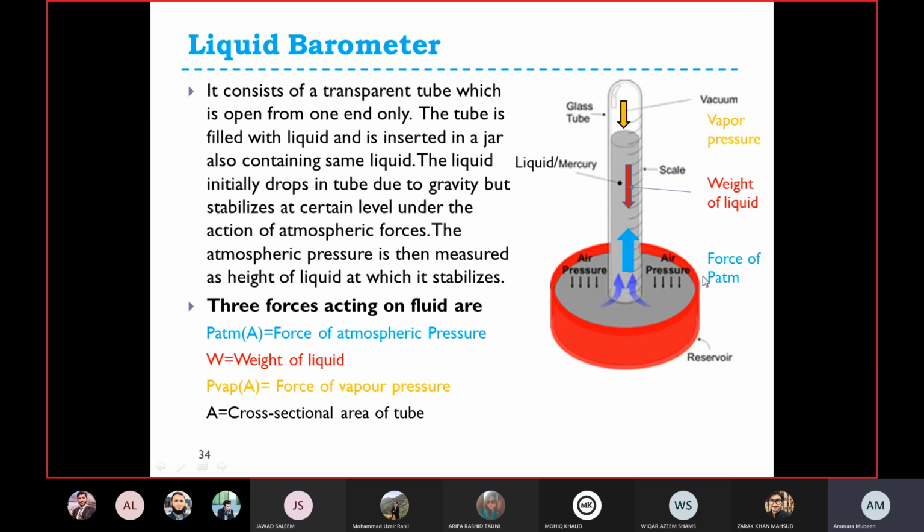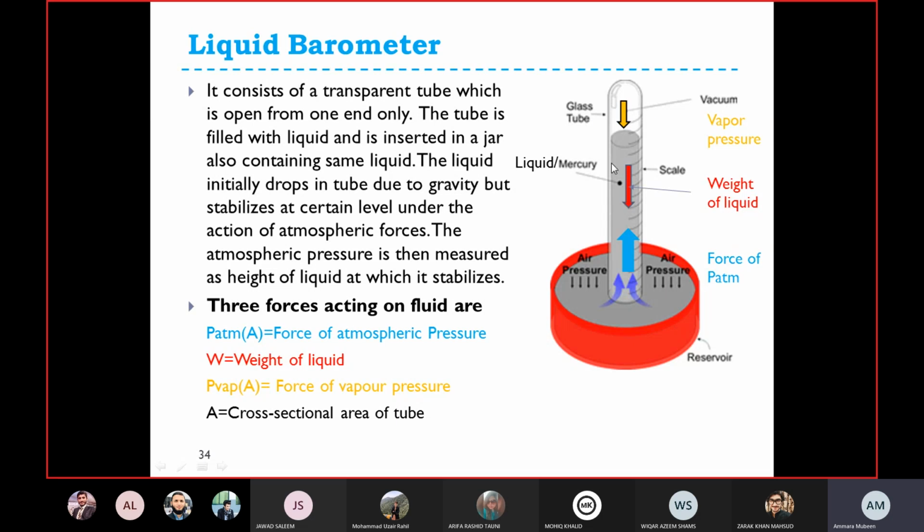The configuration of the liquid barometer is shown in this figure. It consists of a transparent tube which is open from one end only. The tube is filled with liquid and is inserted in a jar also containing the same liquid. The liquid initially drops in the tube due to gravity but stabilizes at a certain level under the action of atmospheric forces. The atmospheric pressure is then measured as the height of liquid at which it stabilizes.